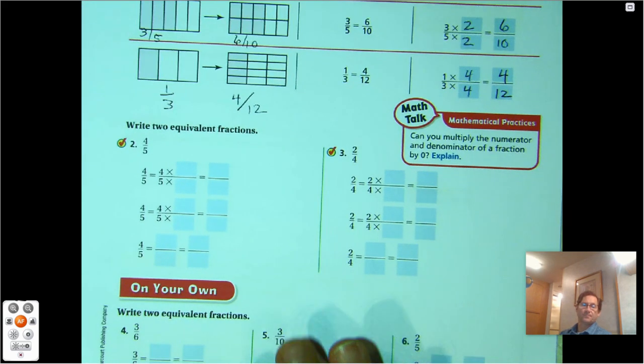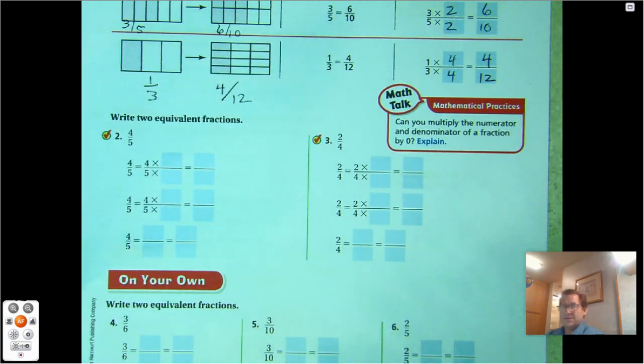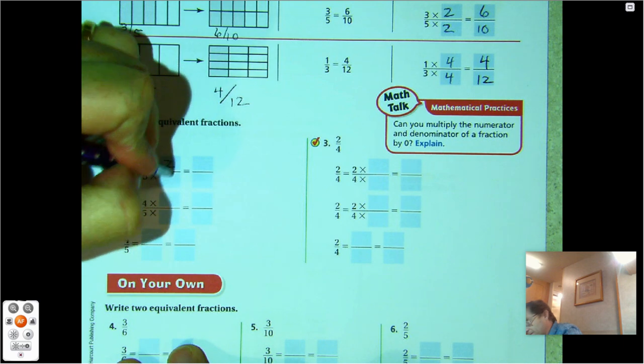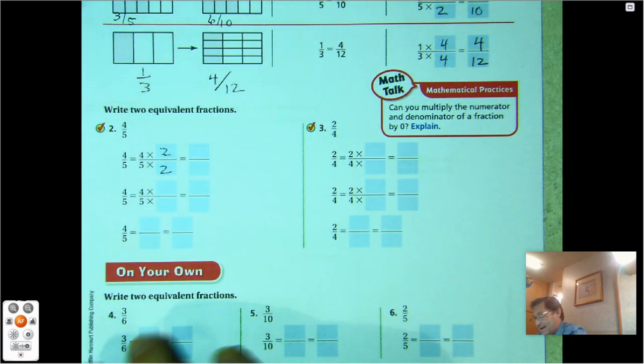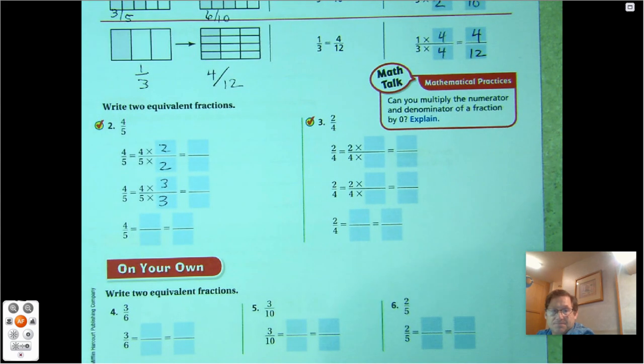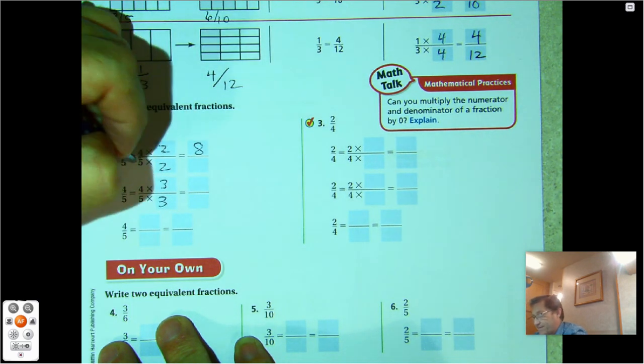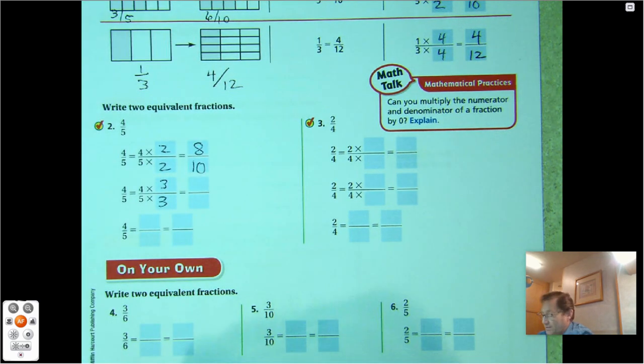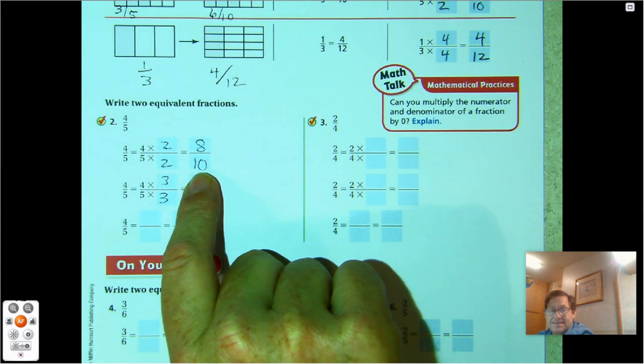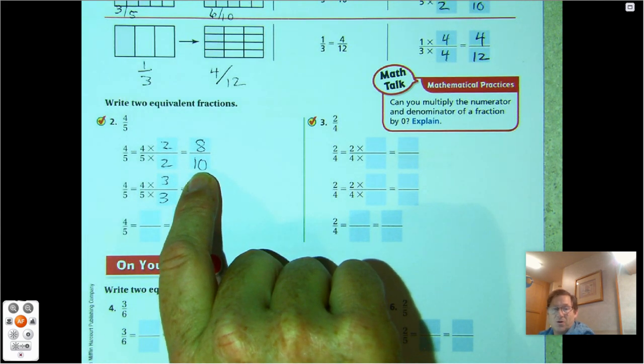All right, number 2. Write 2 equivalent fractions. Now there are multiple different ways of getting equivalent fractions. As long as you multiply the original fraction by the same numerator and denominator, you can multiply by anything. I'm going to use small numbers. Okay, so I'm going to use 2/2, and the next one I'm going to use 3/3. Okay, so 4 times 2 is 8. 5 times 2 is 10. So I turned it from fifth size parts to 10 tenths size parts.